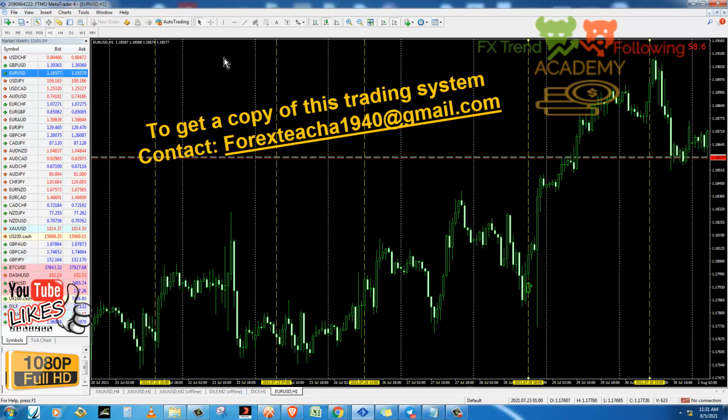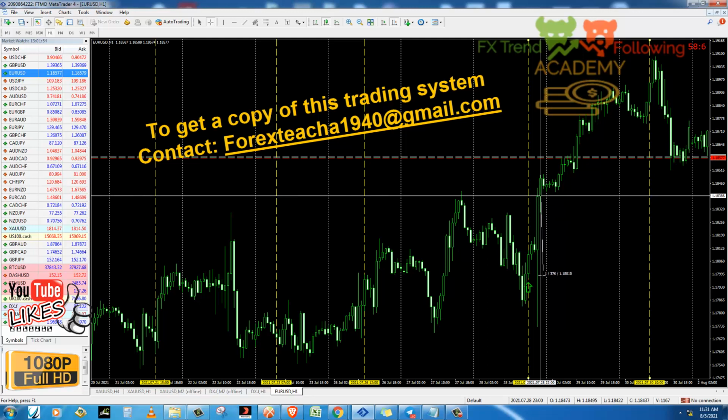But if you were to wait for a retest right here, you would only enter the trade right here, and you use this as a stop loss, which was still going to be a nice good trade of about 50, 60, 70 pips.